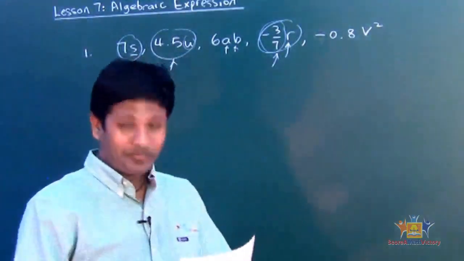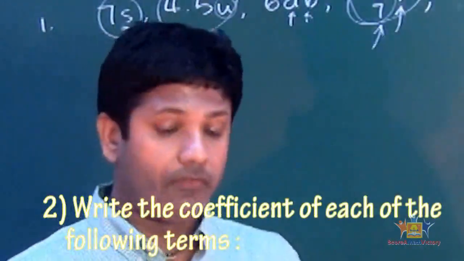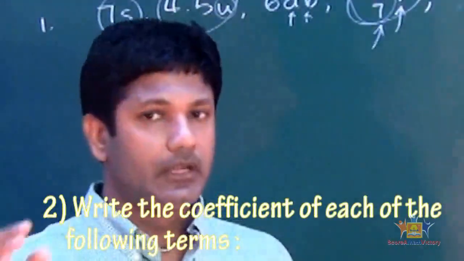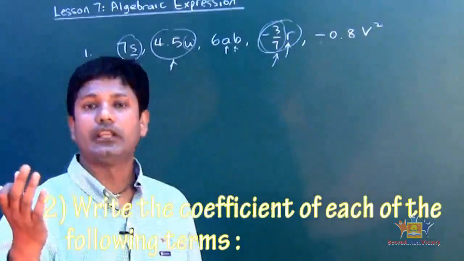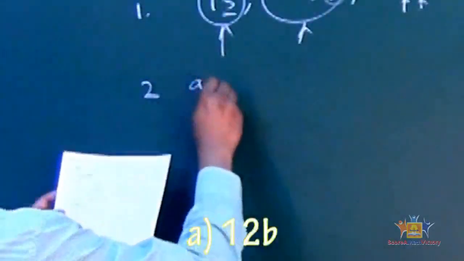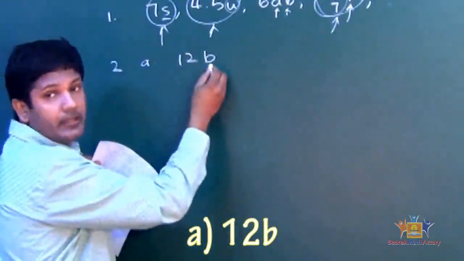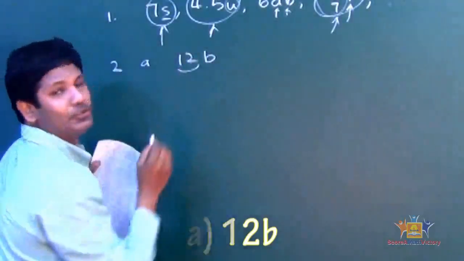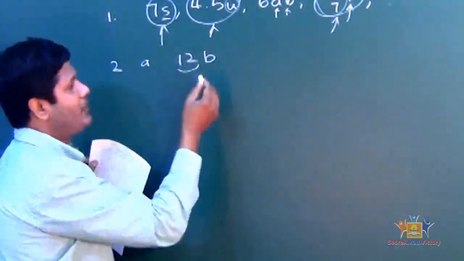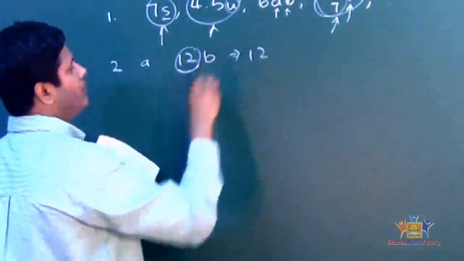Okay, good. Alright, let's look at problem number 2. Write the coefficient of each of the following terms. Now remember the word, what does it say? Coefficient, okay? So let's look. That's problem 2a. They give you 12b. Now what's the coefficient? Is it b? No, it's the 12. That's the coefficient. B is the unknown, okay? So 12 is the coefficient, alright?